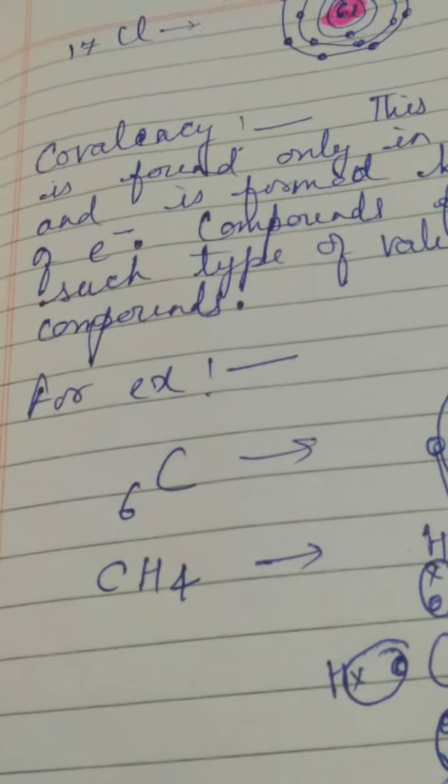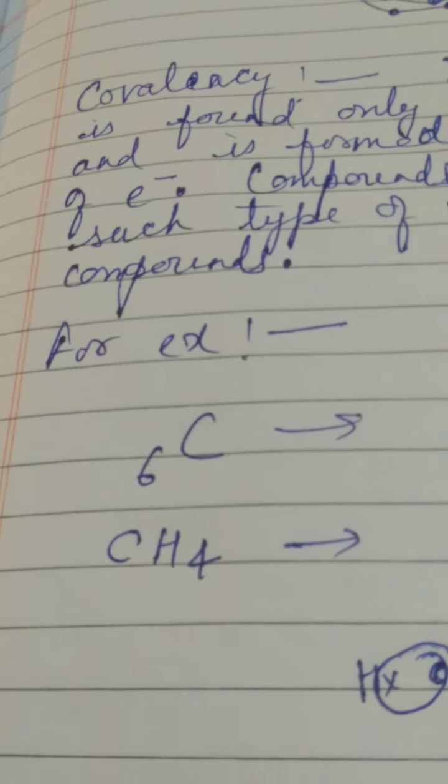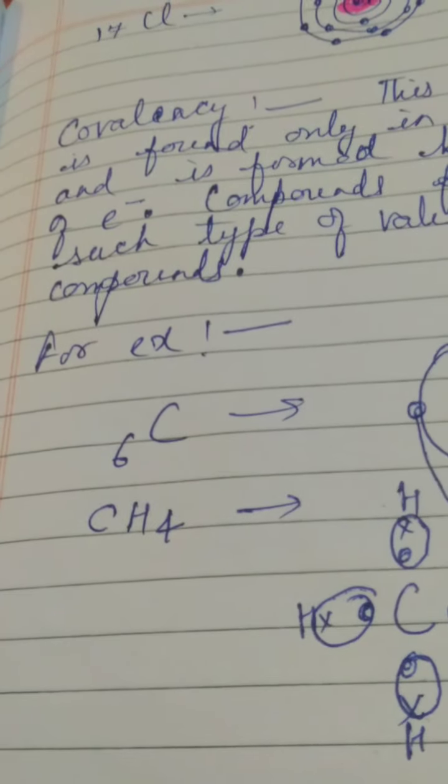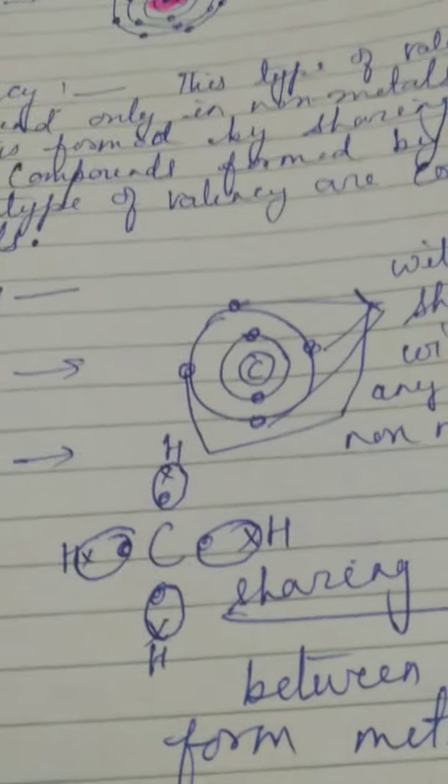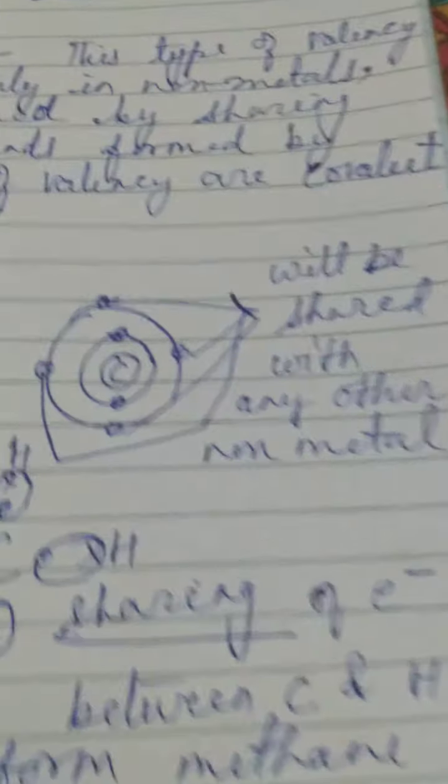Covalency यानी कि आपस के cooperation से जो valency form होती है, और valency क्यों form होती है? क्योंकि उसको octet बनाना है. So this type of valency is only and only found in the non metals.